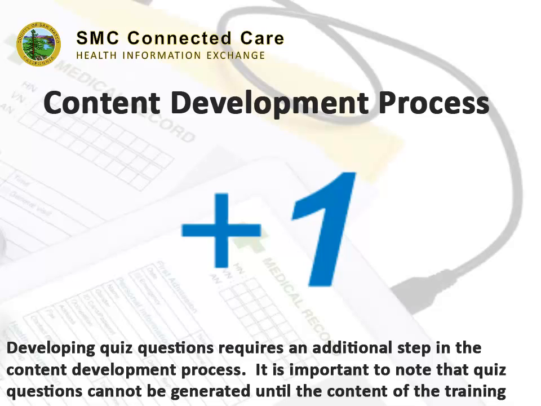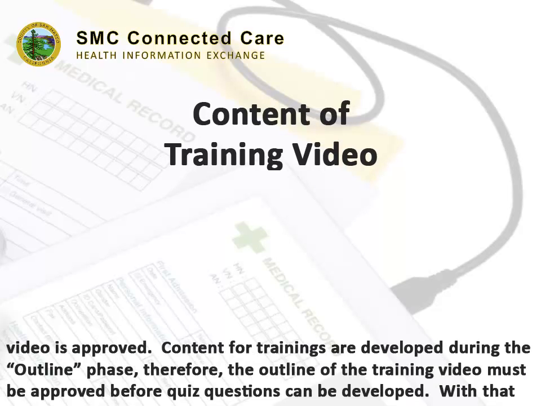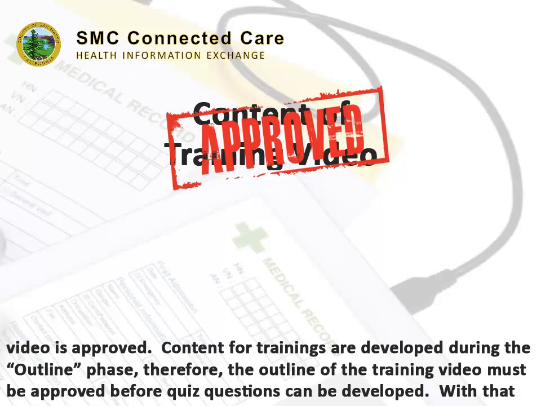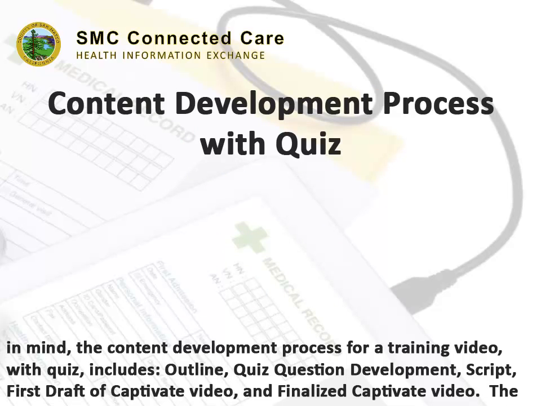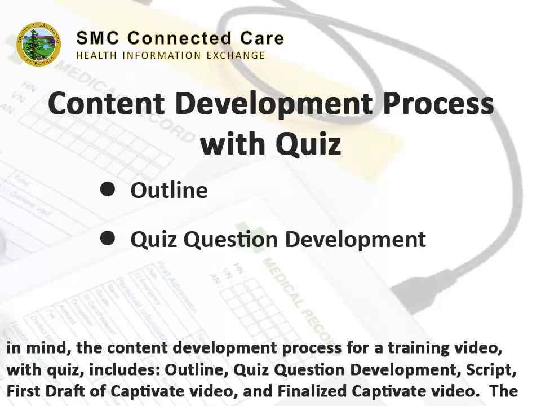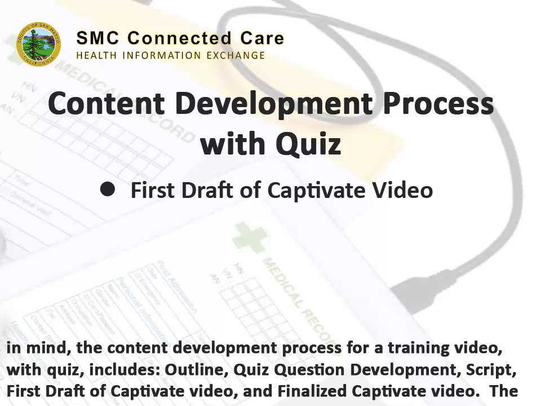It is important to note that quiz questions cannot be generated until the content of the training video is approved. Content for trainings are developed during the outline phase. Therefore, the outline of the training video must be approved before quiz questions can be developed. With that in mind, the content development process for a training video with a quiz includes outline, quiz question development, script, first draft of Captivate video, and finalized Captivate video.